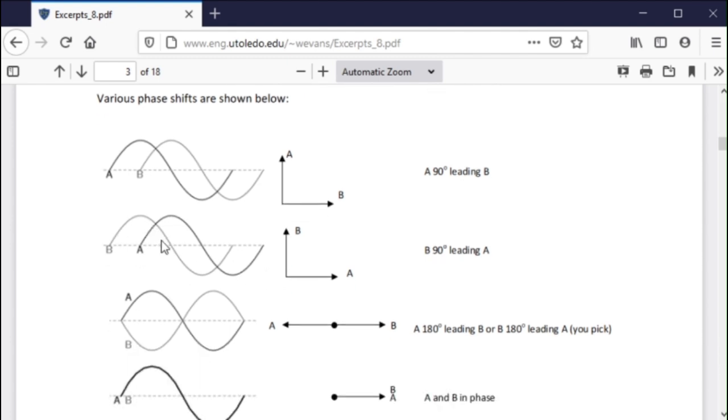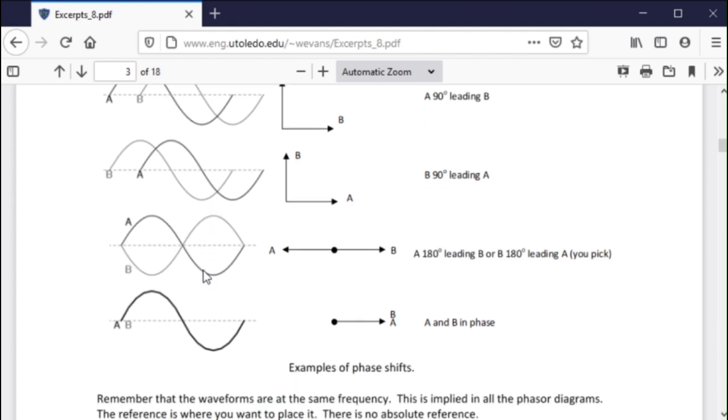Here's one where B leads A by 90 degrees. Here's where they're exactly out of phase with each other. A is going up while B is going down. They're exactly the opposite.